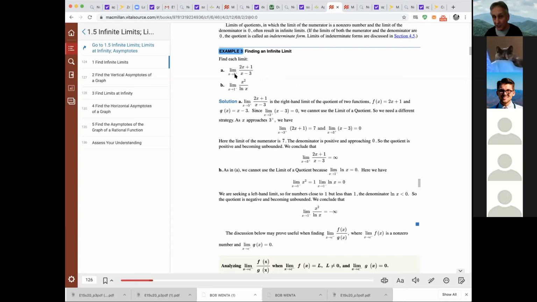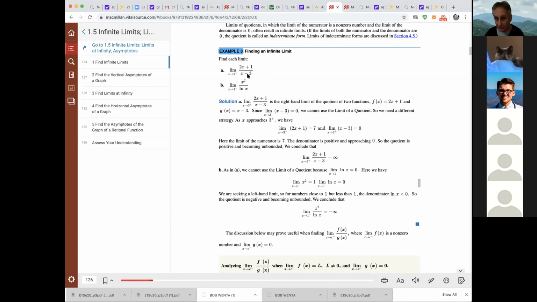But as you're getting close to 3 from the right here, you're at 5, 4, 3.5, 3.1. All of these values are greater than 3. So therefore, when you subtract 3, this is always going to be positive.